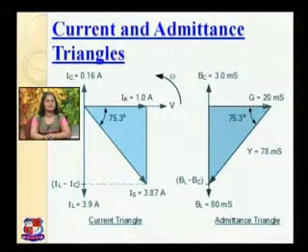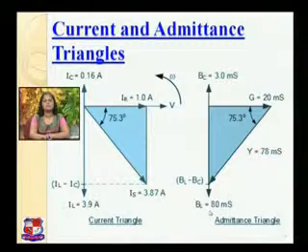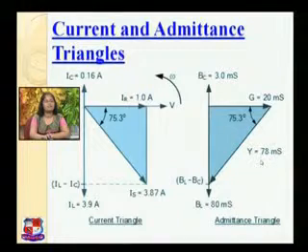Conductance of the circuit is 20 millisiemens. This is BC, the capacitive susceptance, which is equal to 3 millisiemens. This is BL, the inductive susceptance, which is 80 millisiemens. This vector will indicate BL minus BC, and if you find the resultant of G and BL minus BC, it will give you the value of admittance Y, which is equal to 78 millisiemens.